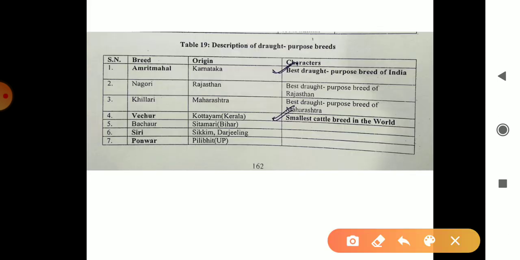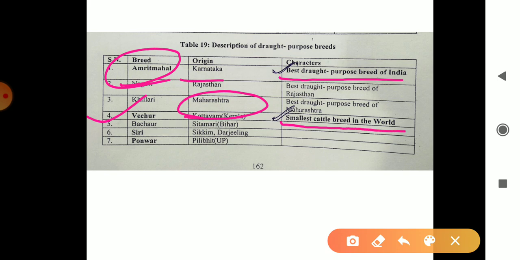Some of the draught purpose cattle breeds are extensively used for work or plowing and for transportation purposes. The best one is the Amrit Mahal. It is from Karnataka. It is the best draught purpose breed of India. Another breed is the Vechur. It's from Kerala and it is the smallest cattle breed in the world. The height is around 3.5 feet.